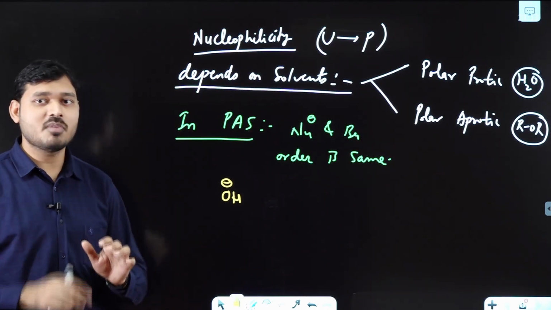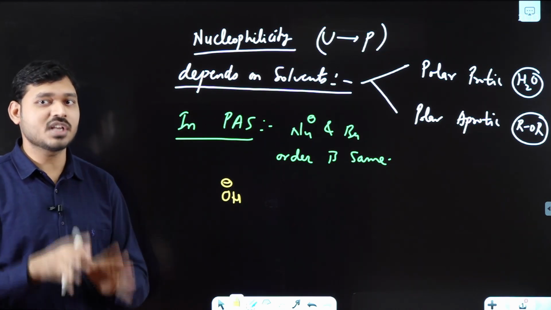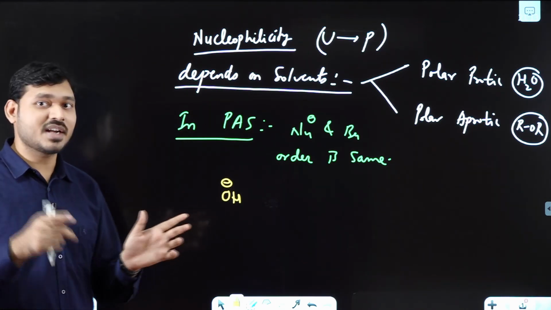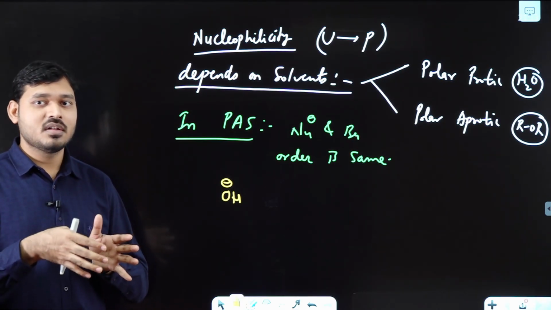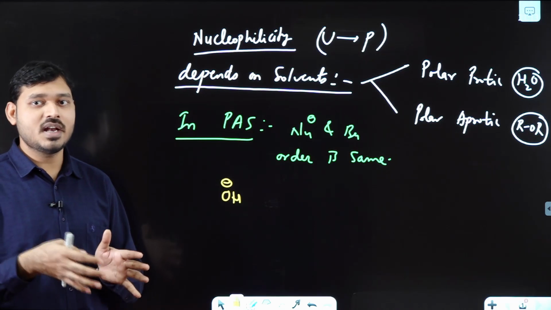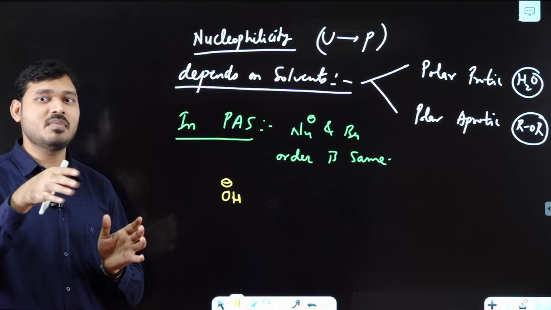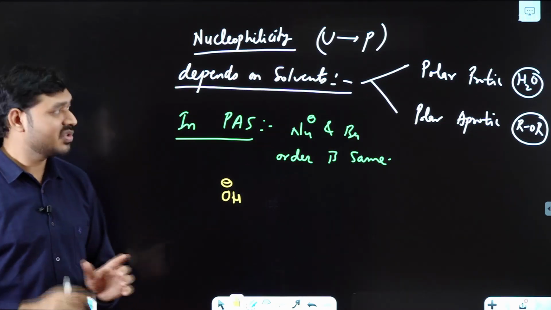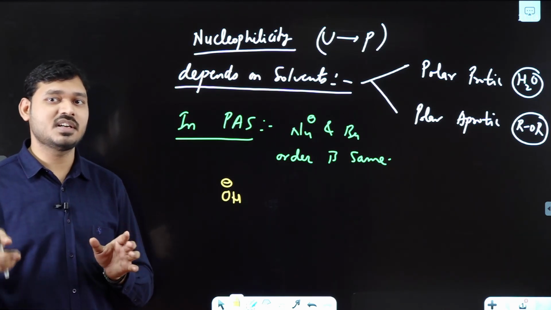So it's good. Now, what happens? Suppose in the solution there is polar protic solvent. Now it can also act as a base. Due to its basicity property, it will behave as a base and react with the solvent as well. So its nucleophilicity will be disturbed. Clear to you? So in polar protic solvent, the order of nucleophilicity and basicity is reversed.